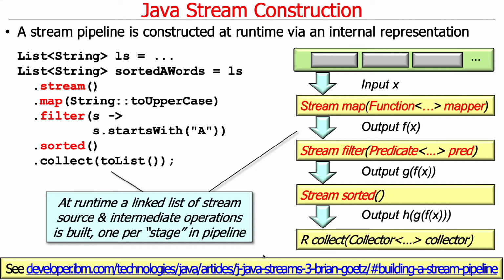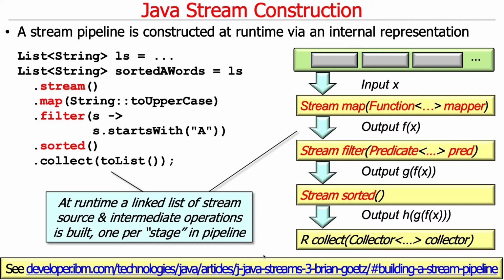So the linked list will contain the input, which is the list. Then we'll have the map method. Then we'll have the filter method. Then we'll have the sorted method, or maybe I should use the word operation, which is a better term. So we have the map operation, the filter operation, the sorted operation. Those things will be put into a linked list.